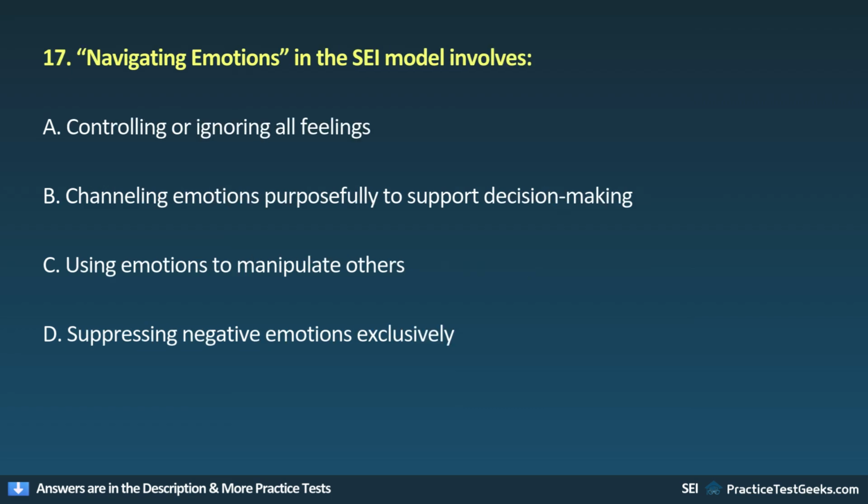17. Navigating emotions in the SEI model involves A. Controlling or ignoring all feelings. B. Channeling emotions purposefully to support decision-making. C. Using emotions to manipulate others. D. Suppressing negative emotions exclusively.